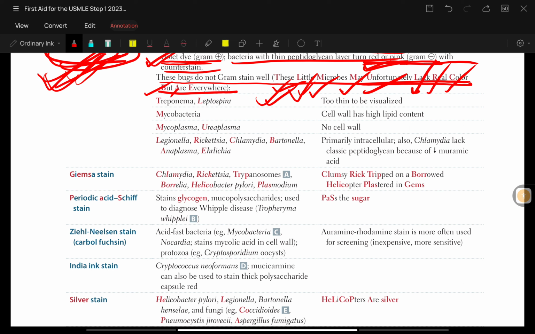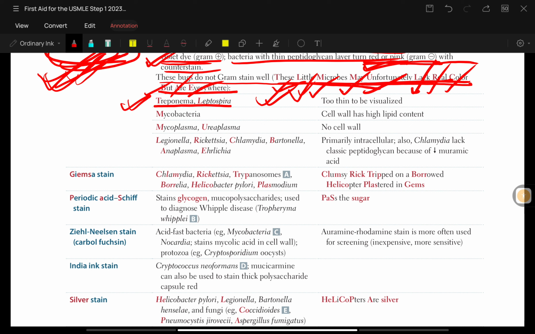Bartonella, Anaplasma, and Ehrlichia. So the mnemonic is, the little microbes may unfortunately lack real color but are everywhere. Once again, we can see here Treponema and Leptospira.